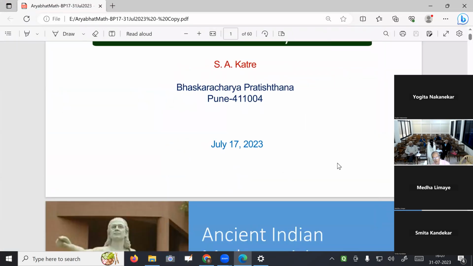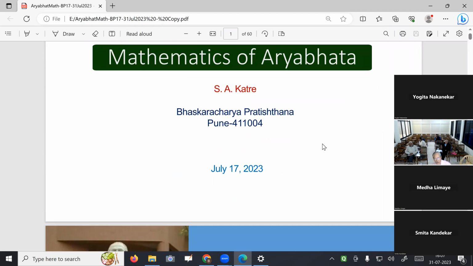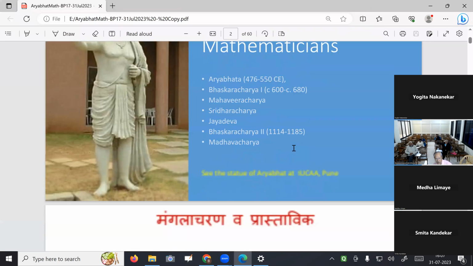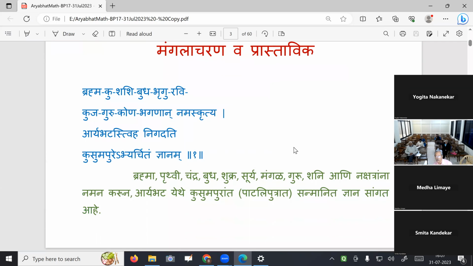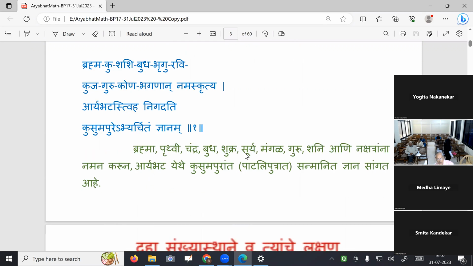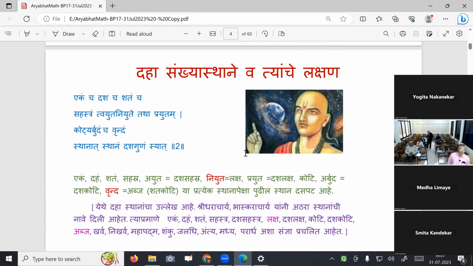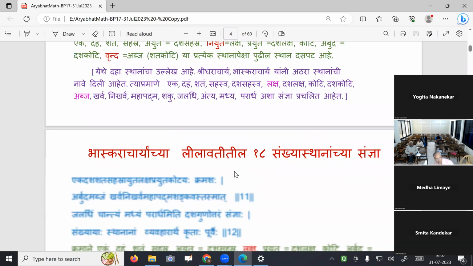Okay, so I'll start my talk, and some of you can be new, so I'll just go through this ancient mathematics. This is just the first verse of Ganitapada of Aryabhata, and here Aryabhata is challenging the seven planets in some sense. And then these are the names that we discussed. We have 8 names here, and Bhaskaracharya has given 18 names. So that I mentioned last time.